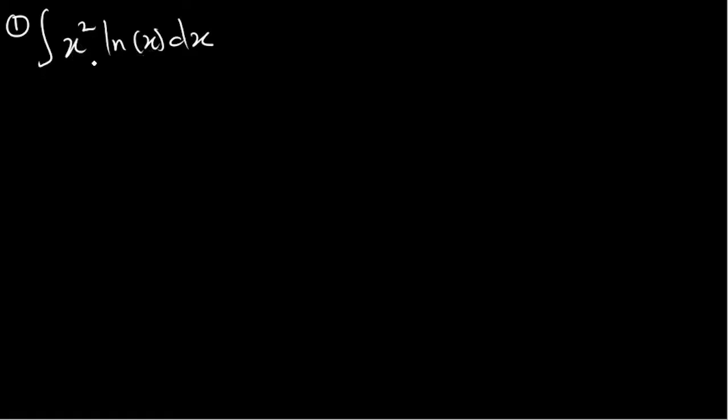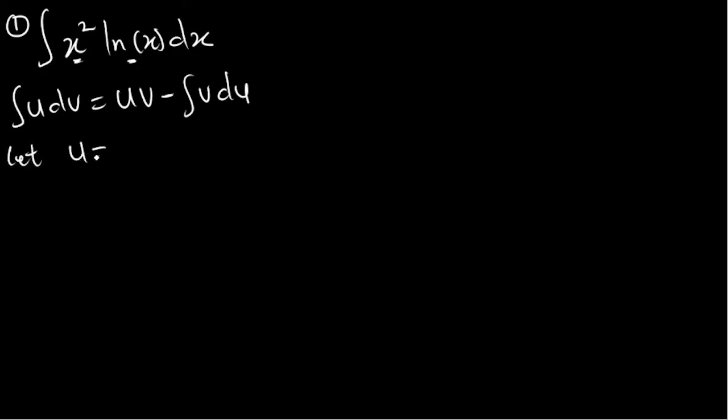Our u will be the logarithm part, and our dv will be the polynomial part. So we just write them as they are. We'll have the integral with the formula, the integral of u dv is equal to uv minus the integral of v du. So you start by writing the formula first.